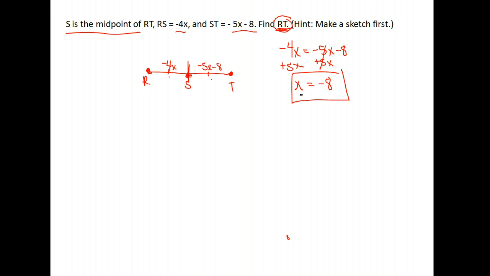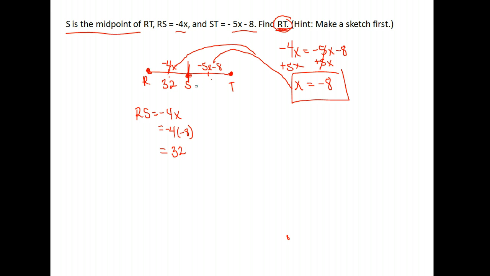We found x. Now what we do is we go back to each of these, and in the place of the x, we put a negative 8. So RS was negative 4x. It's negative 4 times negative 8. That was our x. So from R to S is 32.